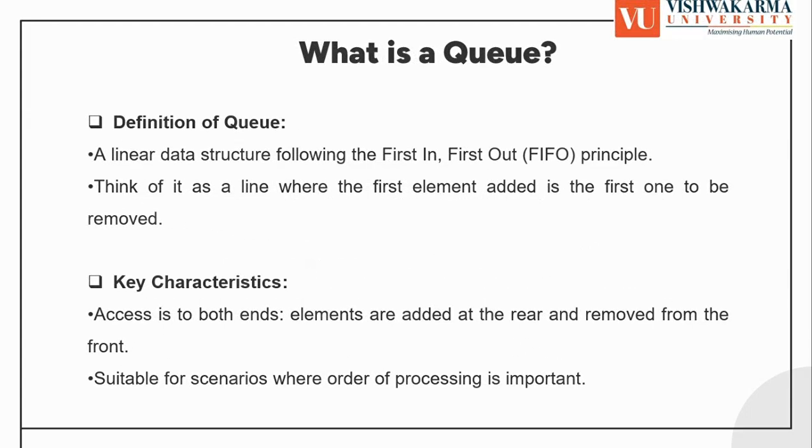Next slide. What is a queue? Definition of queue: a linear data structure following the first in first out, FIFO, principle. Think of it as a line where the first element added is the first one to be removed. Key characteristics: access to both ends. Elements are added at the rear and removed from the front. Suitable for scenarios where order of processing is important.